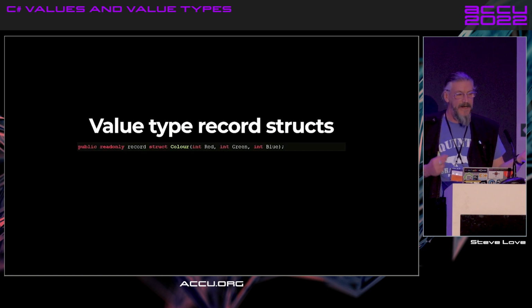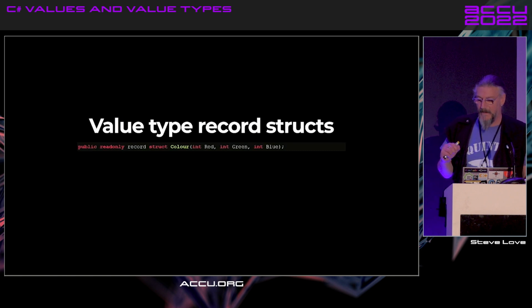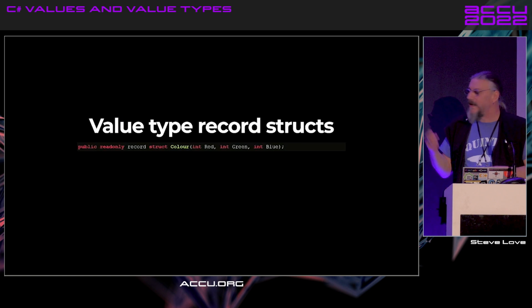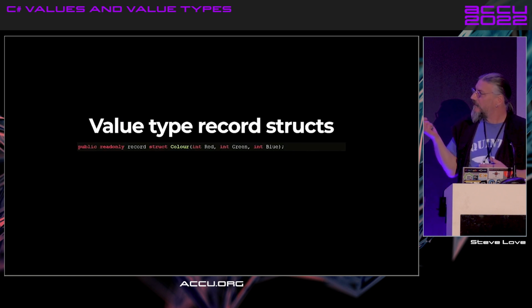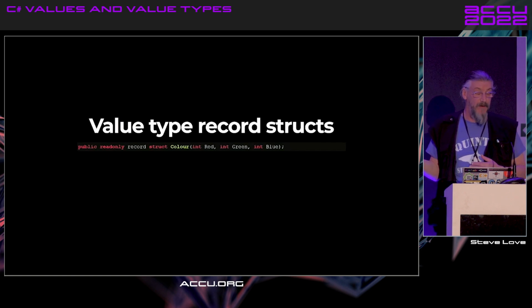So this is an interesting play-off between records and record structs. It's something to be aware of, but we can create a default instance of the record struct Color where we couldn't when it's just a plain record.